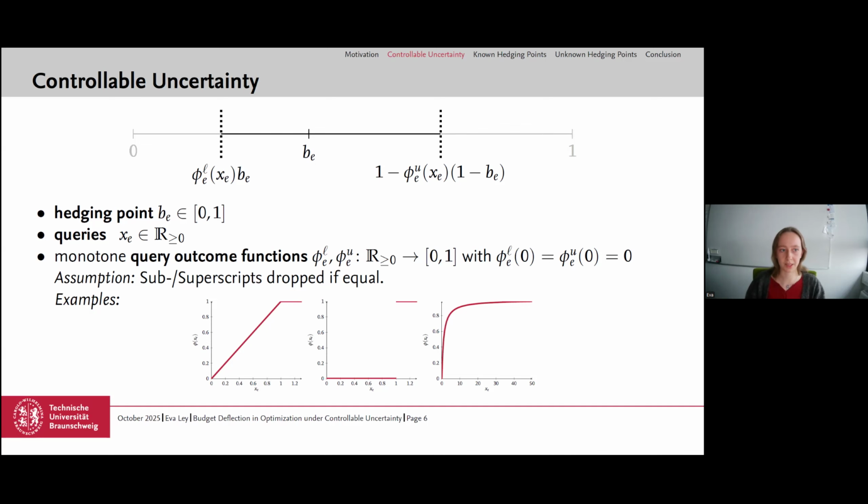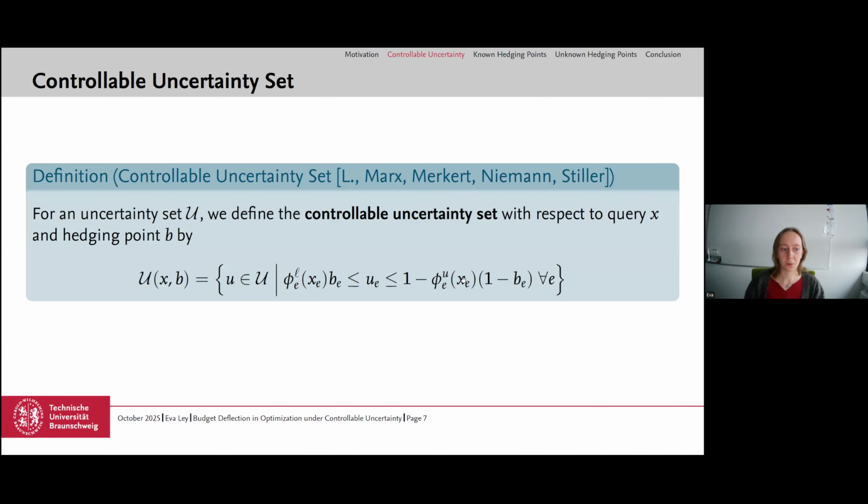So wrapping all things up that I've introduced now, we have for some uncertainty set U, the controllable uncertainty set with respect to a query x and a hedging point b, defined as those elements in the uncertainty set that also lie within this bound, so that are at least phi_e^l of x_e times b_e, and at most 1 minus phi_e^u of x_e times b_e, and this should hold for all the coordinates. Now, with this, we can define different settings.